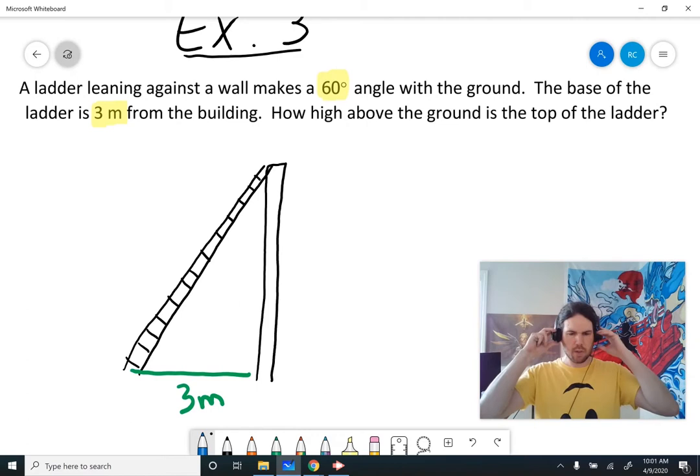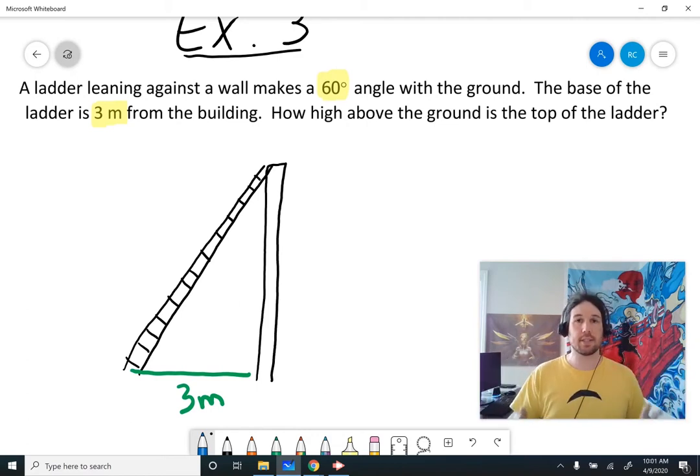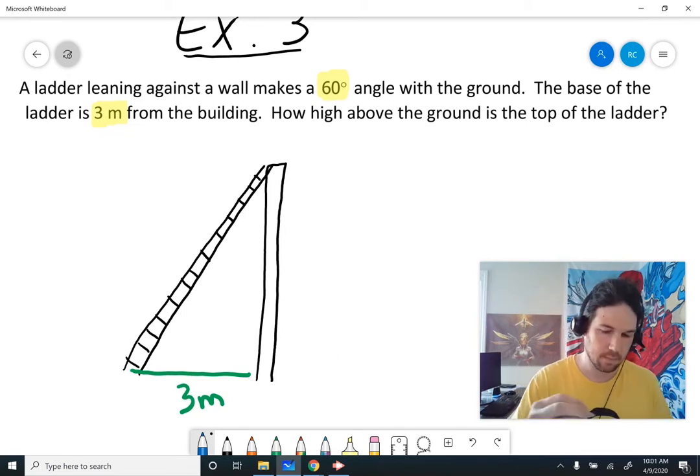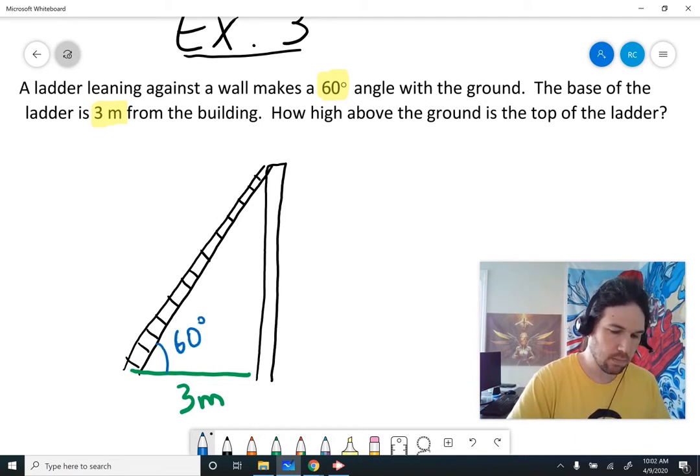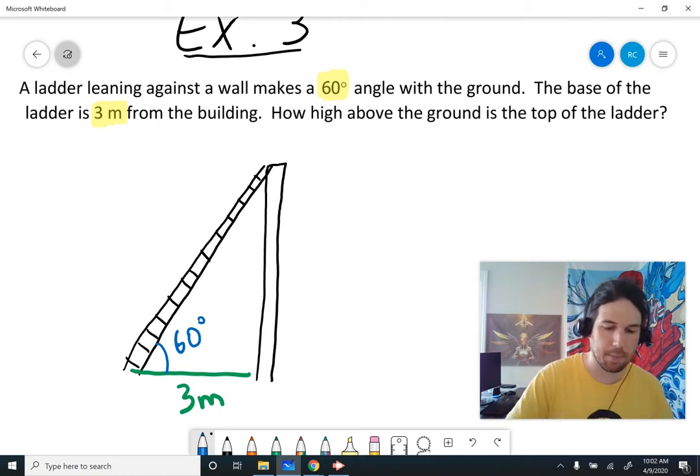So which one of these angles, think about it for just a sec, which one of these angles is it talking about when it says it makes a 60-degree angle with the ground? There's a 60-degree angle. And the question is, how high above the ground is the top of the ladder? So we're looking for this height.